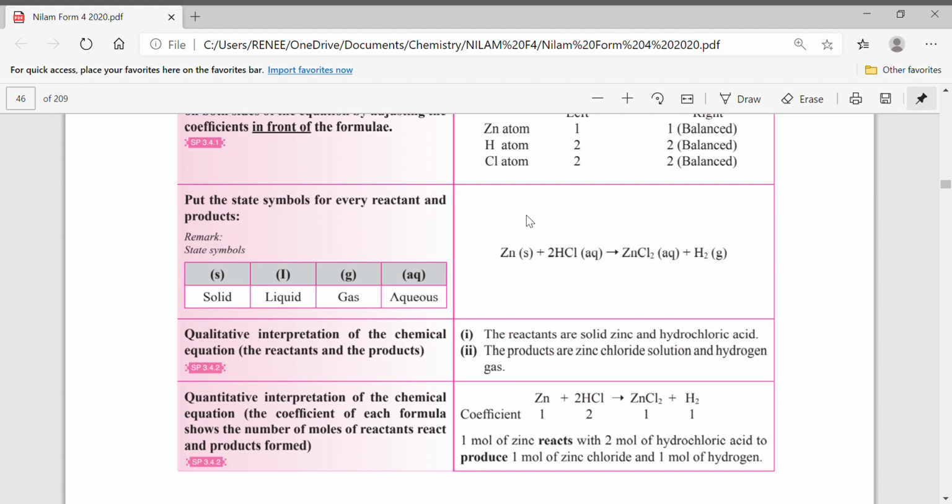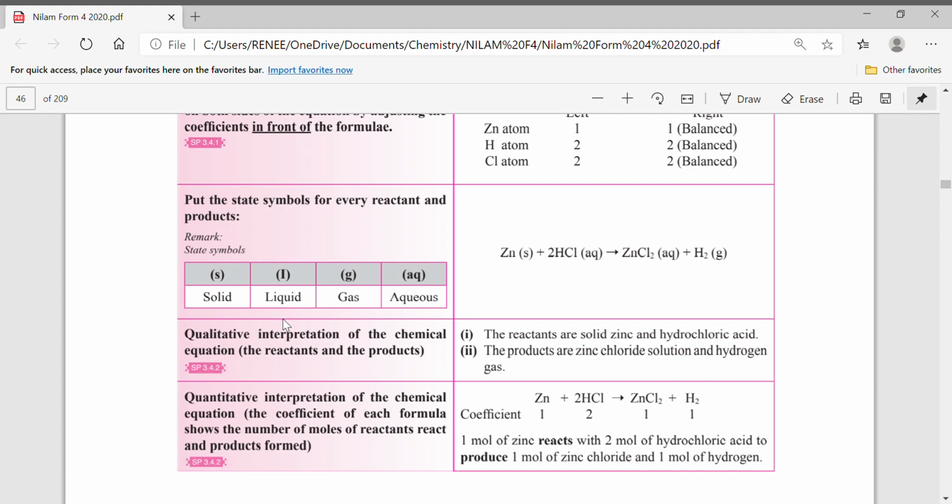There are some symbols used in the equation. First is S. S brings the meaning of solid. Second, L. L brings the meaning of liquid. Next is G. G means gas. And last one is AQ, means aqueous.